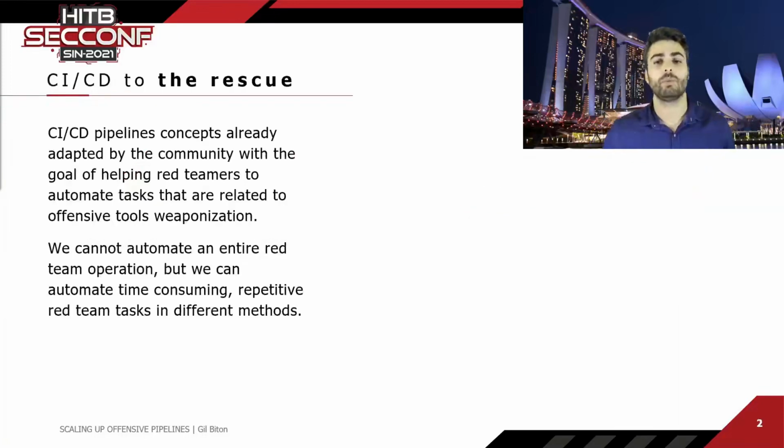We understood that we want to import more automation into our engagements, as we want to reduce the time on repetitive tasks or tasks we are not interested in doing again. We know that the community already adapted the CI/CD concepts to automate tasks that are related to offensive tools weaponization. Offensive CI/CD pipelines have been around for a couple of years with the goal of helping red teams to automate their tasks. I'm not going to talk in detail about CI/CD in general, but we are going to dive into the advantages of having it and using it for offensive needs.